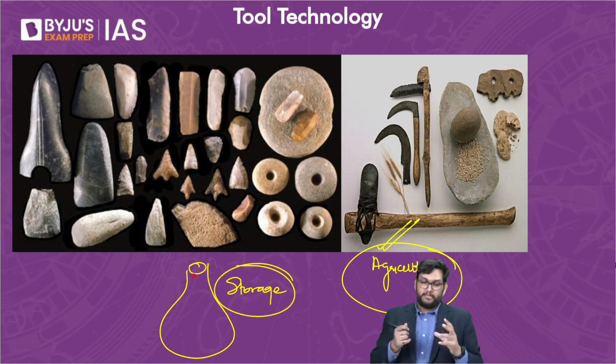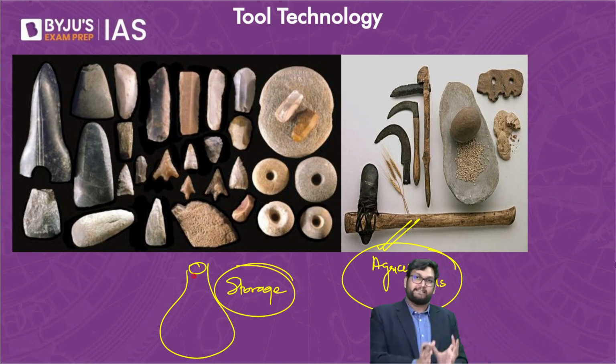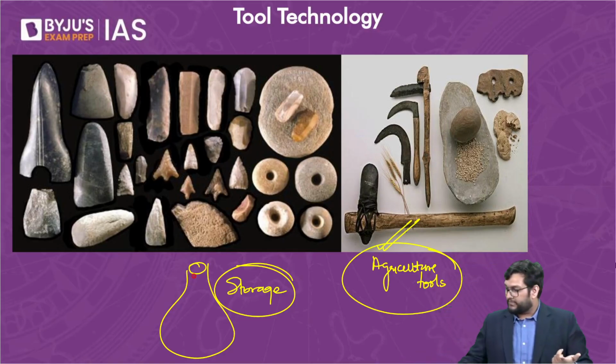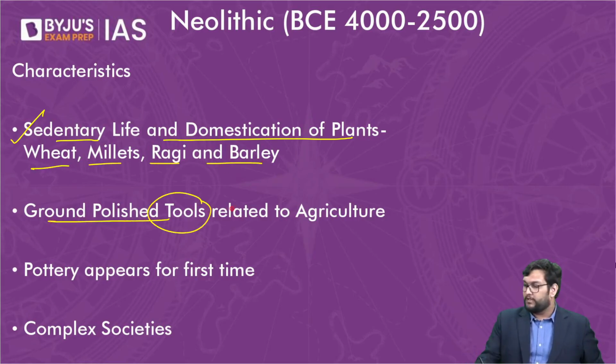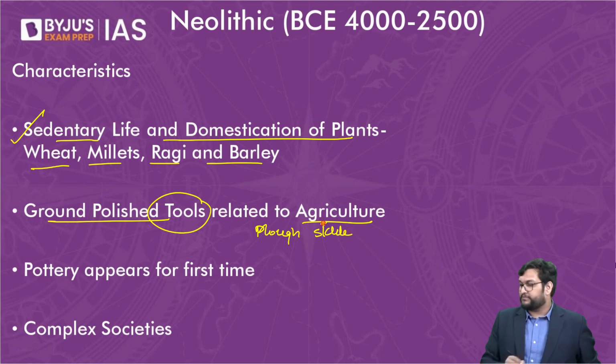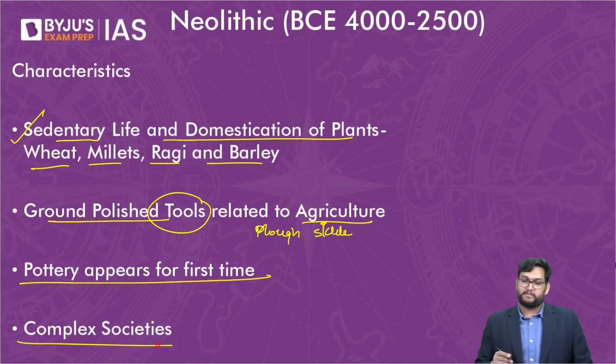Now, if you allow me, I'll consolidate all this in one slide and we can then break for today. Tomorrow, I'll give you a way of learning this. So you see, sedentary life, domestication of plants, wheat, millet, barley, everything was grown. Ground polish tools related to agriculture, for example, plow, you have sickle. Pottery appears, complex societies. Now let's consolidate all of this in one slide.